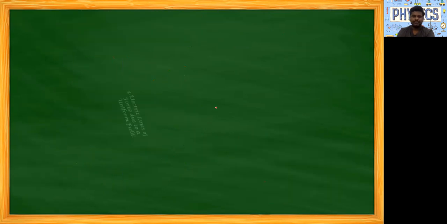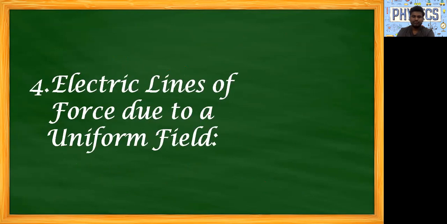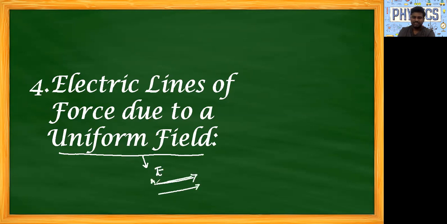Next, we'll see the electric lines of force due to a uniform electric field. If it is a uniform electric field, how can we represent our electric lines of force? Here we have to know what a uniform electric field is. Uniform electric field means the electric field remains constant throughout the region. If you take this region from here to here, with points A, B, C, and these three points have the same electric field, then it is said to be a uniform electric field.